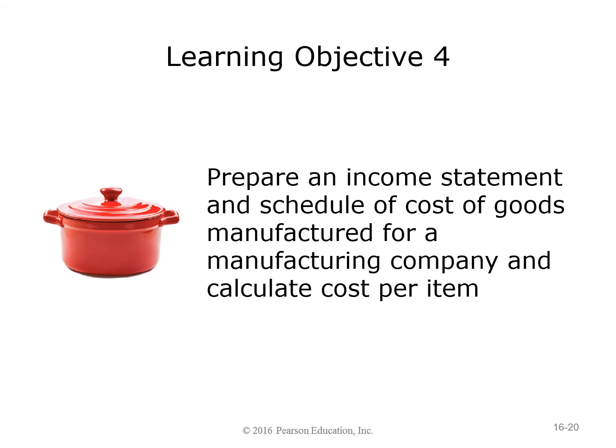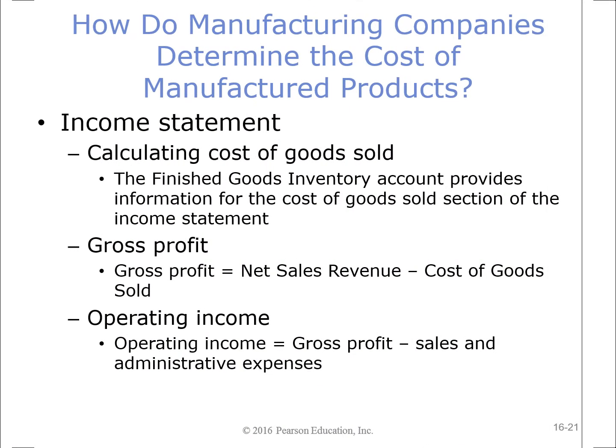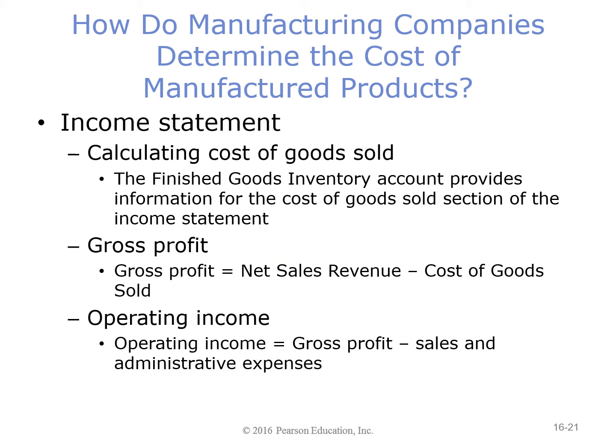Learning objective 4: to prepare the income statement, the schedule of cost of goods sold and cost of goods manufactured for a manufacturing company, and calculate the cost per item. Here we are going to determine the cost of the manufactured products through calculating the cost of goods manufactured. The cost of goods manufactured is calculated in order to reach the cost of goods sold, and the cost of goods sold, as you know, is under the income statement. The calculation of cost of goods sold will include the finished goods inventory accounts that provide information for the cost of goods sold section of the income statement.